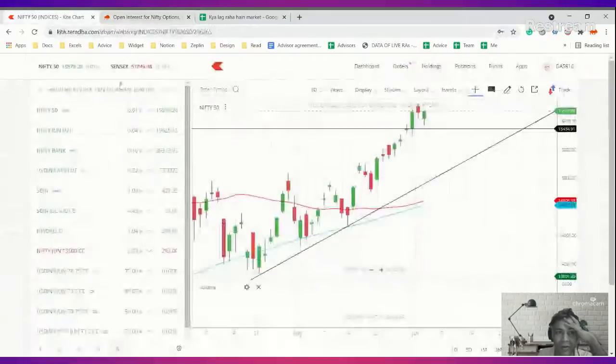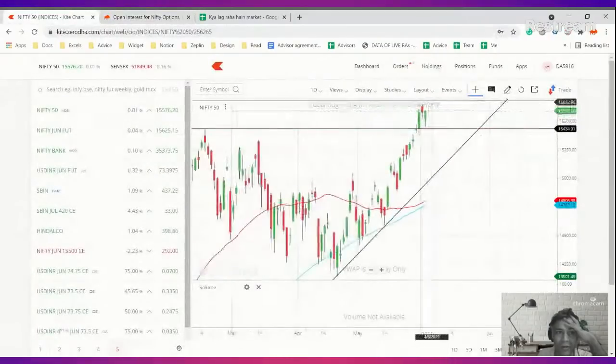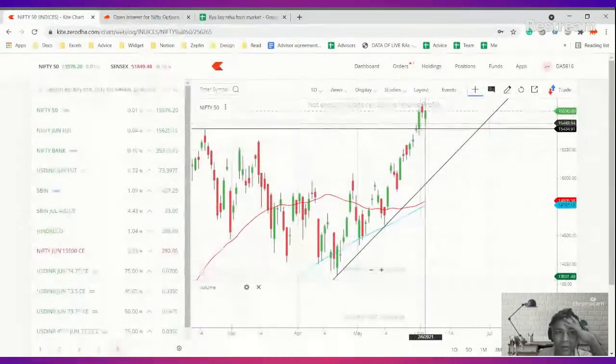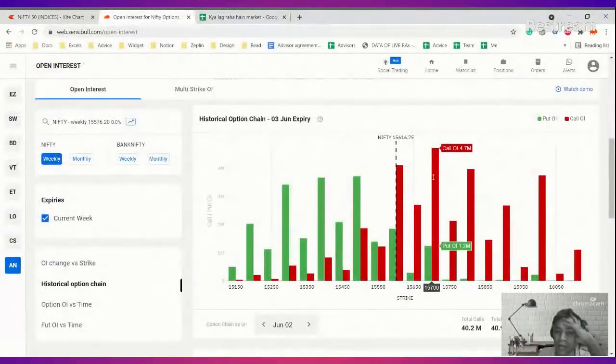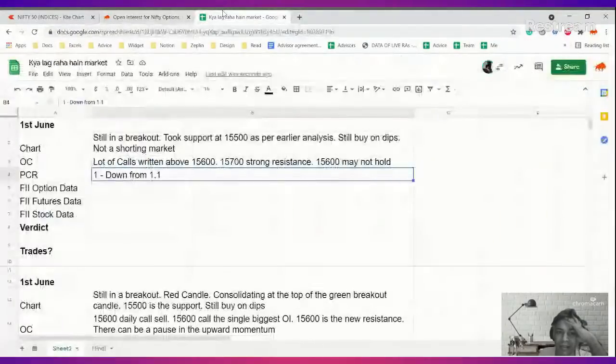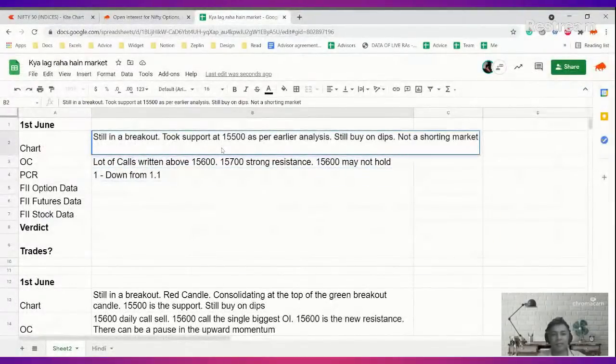But overall, looking at this chart, it is pretty clear that we are going to see upward momentum. So this option chain holds for tomorrow. 15,700 might not break. But overall, maybe by the next-to-next expiry, we can expect 15,700 to break and 15,500 to hold, unless we see a negative candle. I'm just going to add one point: 15,500 is a long term, mid term support.